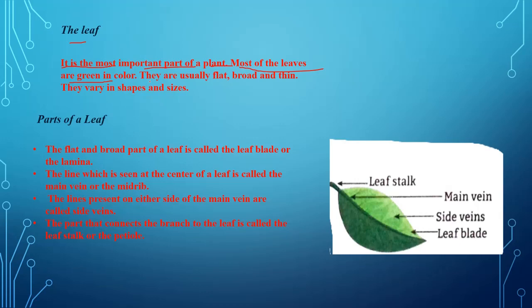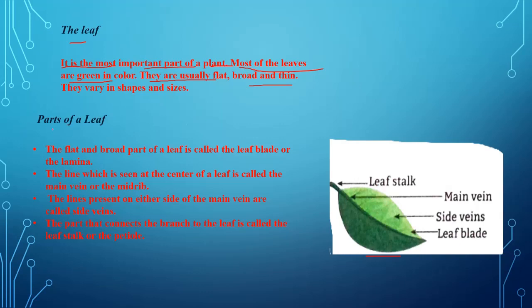Okay, so let us read. They are usually flat, broad and thin. So leaves are flat, broad and thin. You can see a leaf in your garden or outside anywhere. Okay, so this is the leaf picture. Can you see it?